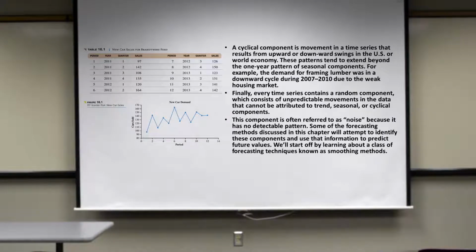A cyclical component is movement in a time series that results from upward and downward swings in the US or world economy. These patterns tend to extend beyond the one-year pattern of seasonal components. For example, the demand for framing lumber was in a downward cycle during 2007 to 2010 due to the weak housing market. Finally, every time series contains a random component, which consists of unpredictable movement in the data that cannot be attributed to trend, seasonal, or cyclical components. This component is often referred to as noise because it has no detectable pattern.